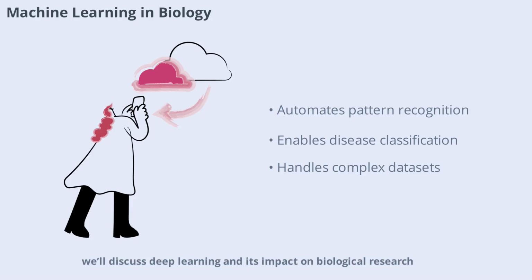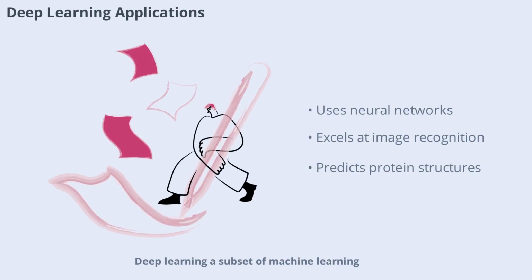Next, we'll discuss deep learning and its impact on biological research. Deep learning, a subset of machine learning, uses neural networks with many layers to analyze complex biological data. Applications range from image recognition and pathology to predicting protein structures. Deep learning excels at finding subtle patterns in large datasets, making it ideal for genomics, proteomics, and medical imaging. Its ability to learn from raw data is revolutionizing biological research.